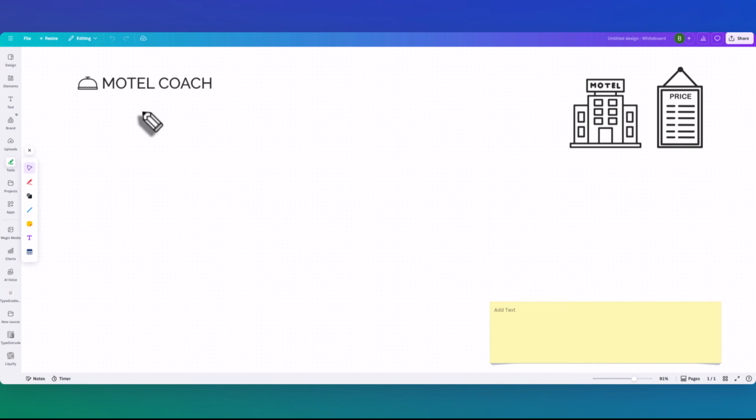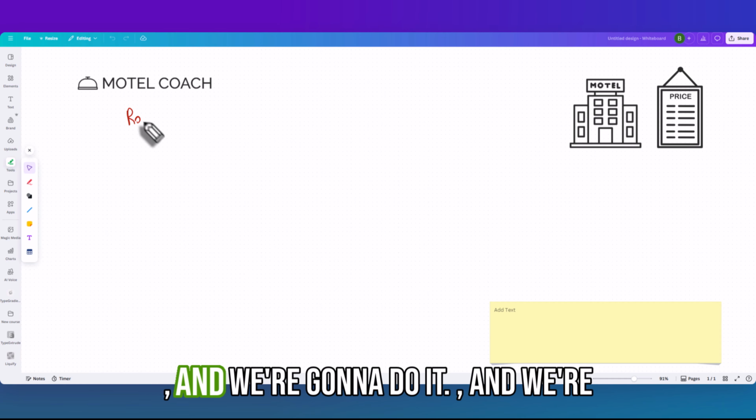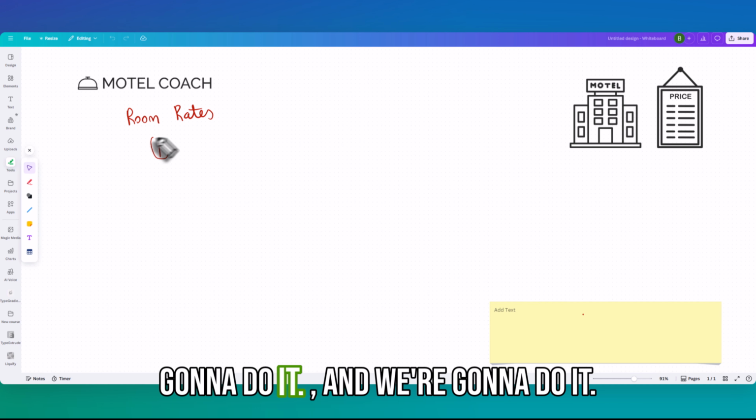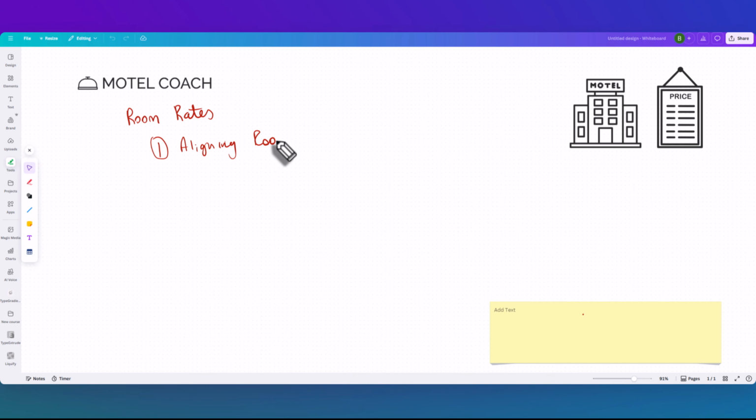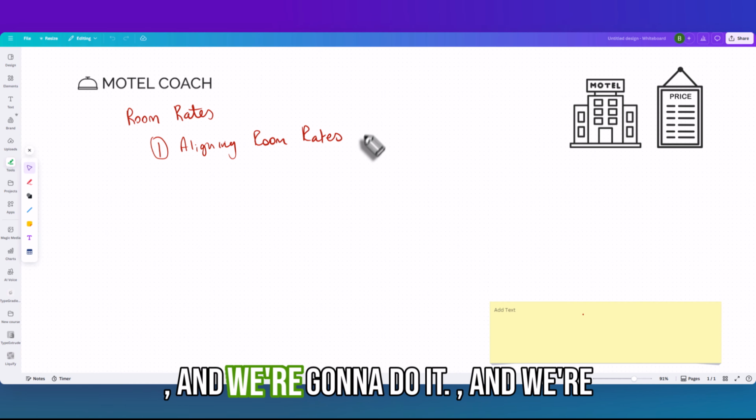In this session, we're going to cover 3 key factors to think about when setting your room rates. Number 1, aligning your room rates with your F&B and other services, or ancillary revenue.